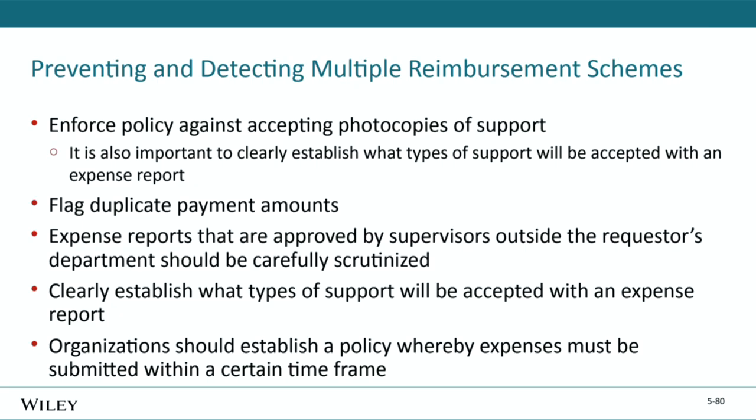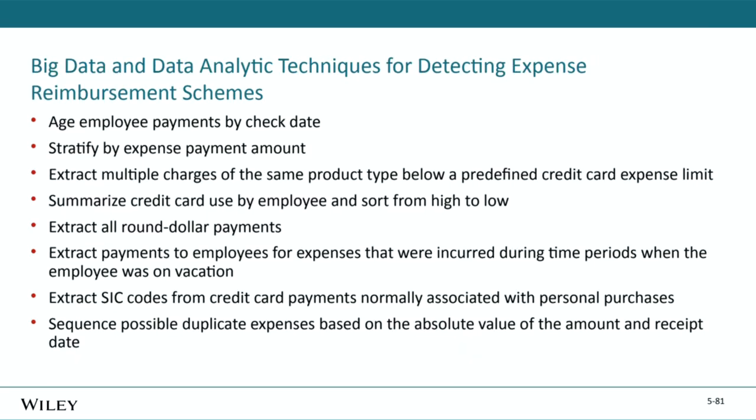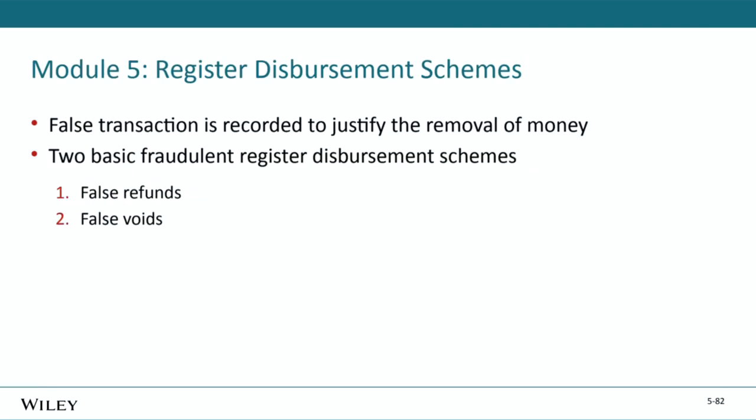Here's some more data analytics, so you can determine how to find these reimbursement schemes. Now, the cash register, the point of sale terminal disbursement schemes. You create a false transaction recorded to justify the removal of money from that cash register. The two basic ones are a false refund and a false void.